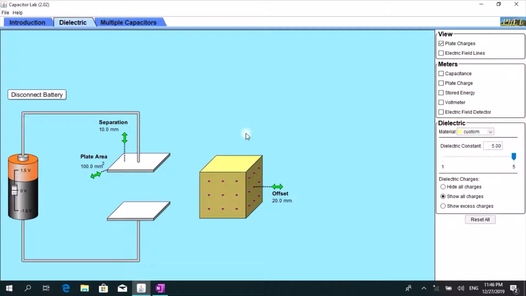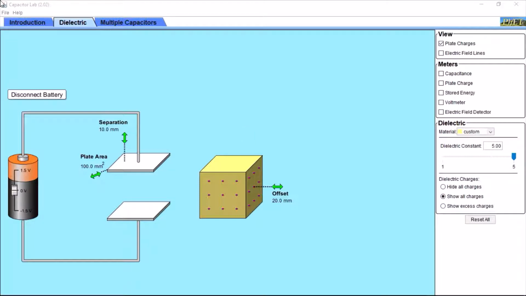Let's begin by knowing what exactly a capacitor is. A capacitor is a device that stores electrical energy in an electric field between two metal sheets, or two conducting sheets, separated by a distance and having a dielectric between them.